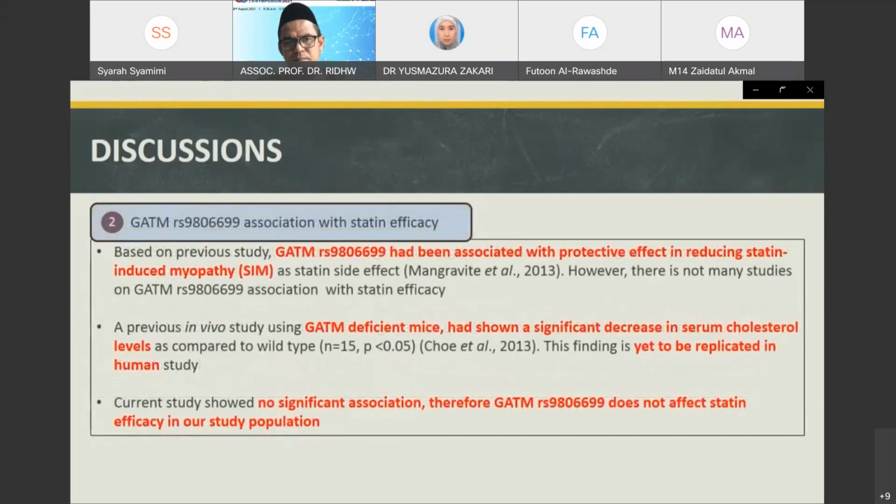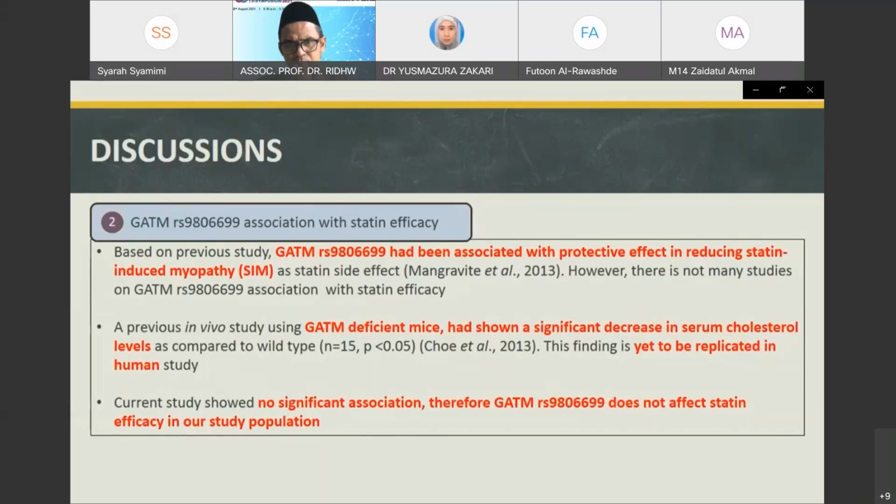And the second discussion is on our second SNP, GATM RS9806699 association with statin efficacy. Based on previous studies, this SNP had been associated with a protective effect in reducing statin-induced myopathy, which is well known as a statin side effect. However, there are not many studies on this SNP's association with statin efficacy.